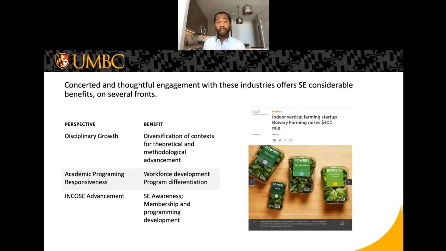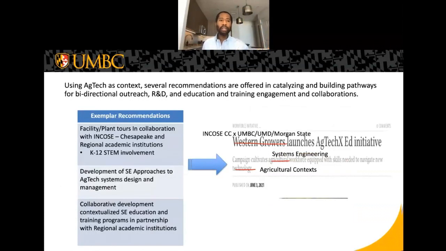And also for us as INCOSE, and systems engineering as a profession in practice, it grows the awareness of systems engineering from the perspective of membership and programming development. So some hows, meaning how we can realize these benefits, some immediate action items. And actually, we've already begun conversations with Bowery Farming, for example.